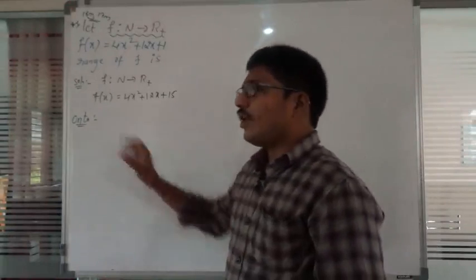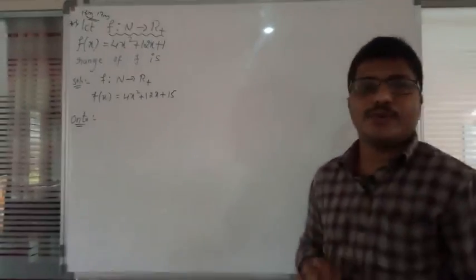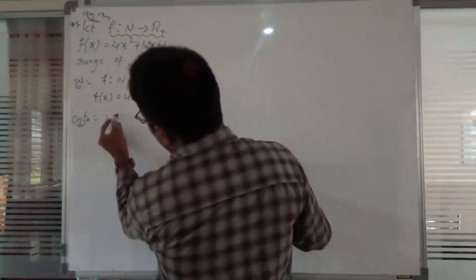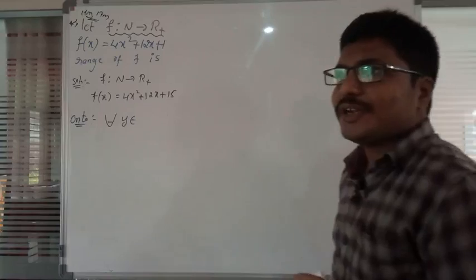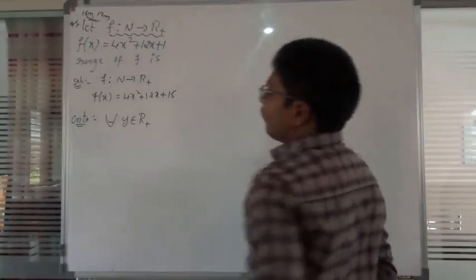For every y belongs to B, there exists an x belongs to A. We will write that one: for all y belongs to the second set, and the second set is R plus. For every y belongs to R plus.